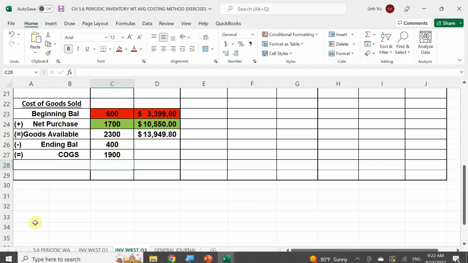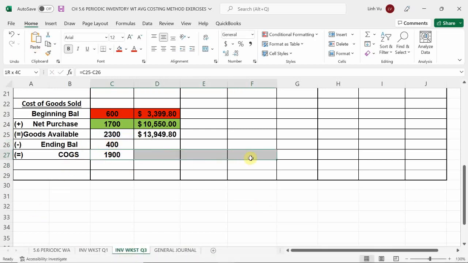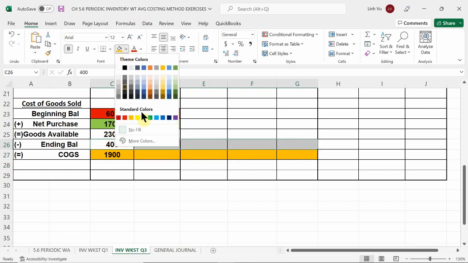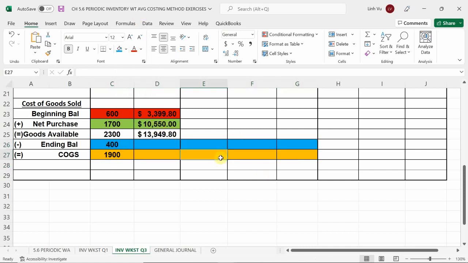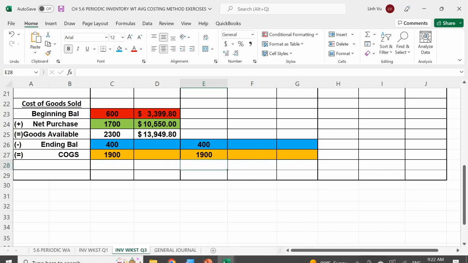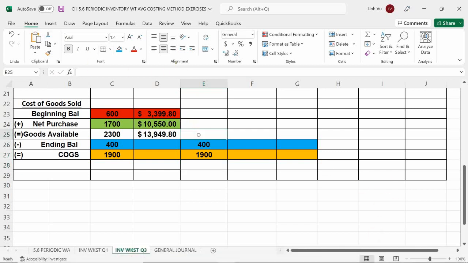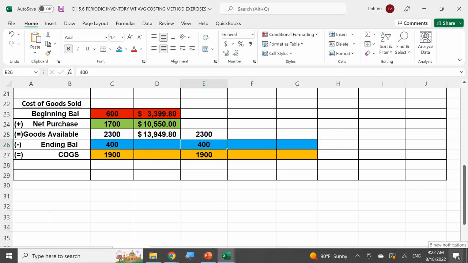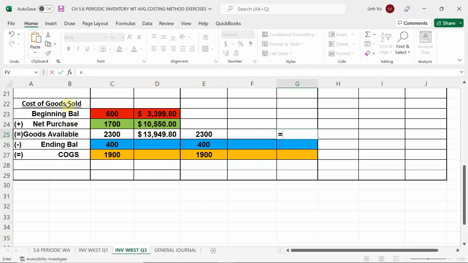You sold 1,900 units. So in this case, we need to solve for our ending cost of goods sold and our ending inventory. We know for a fact that there are 400 units remaining and 1,900 units that we sold. We now need to solve for our average cost per item. We know we have 2,300 units available and we know what the total cost of that is.